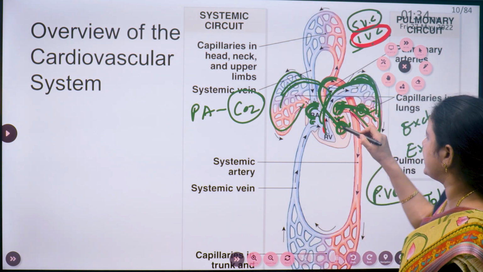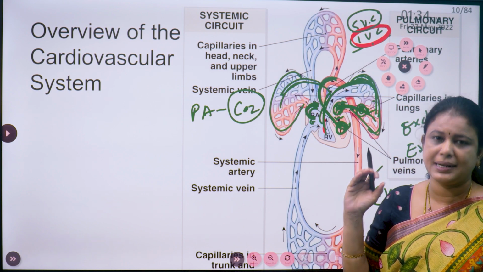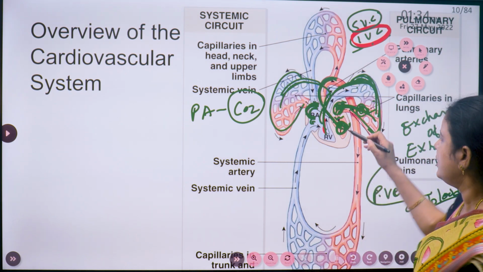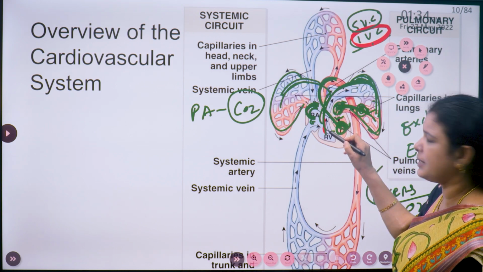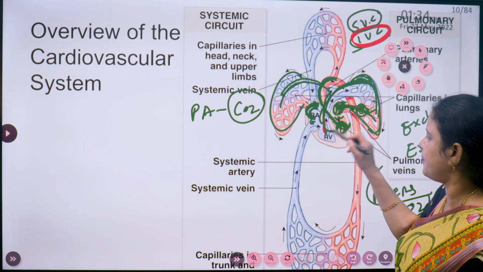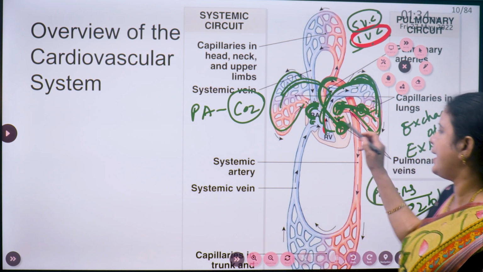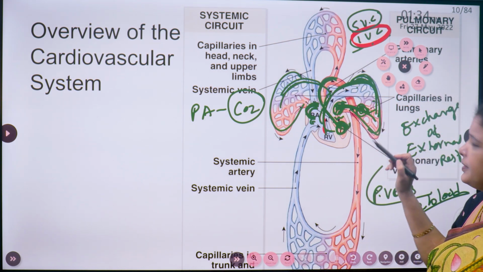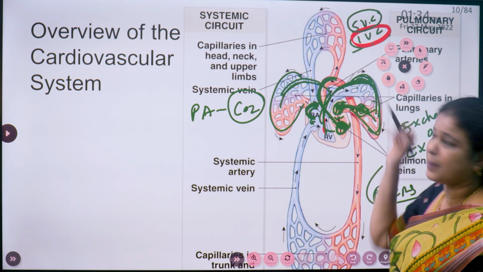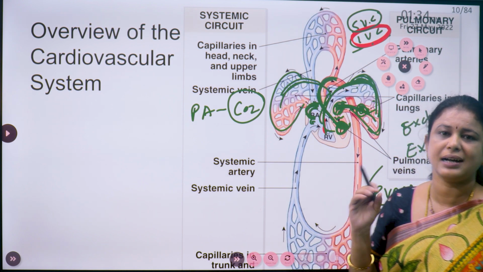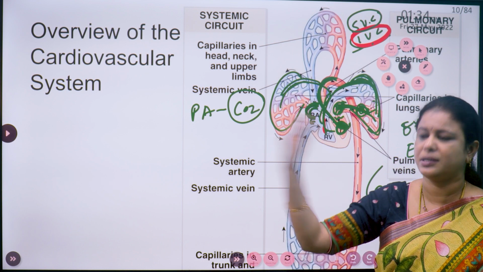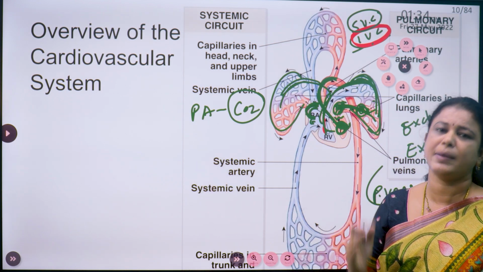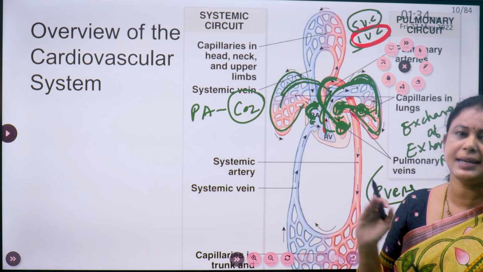So the aorta supplies blood to all the body parts. The aorta arises from the left ventricle. The pulmonary artery arises from the right ventricle. How the aorta pumps the blood to the parts of the body is called systemic circulation. How the blood goes from the heart to the lungs and gets back to the heart is called pulmonary circulation.